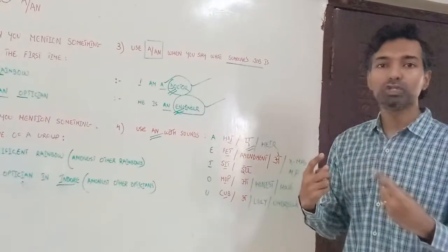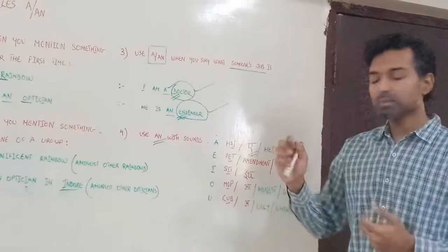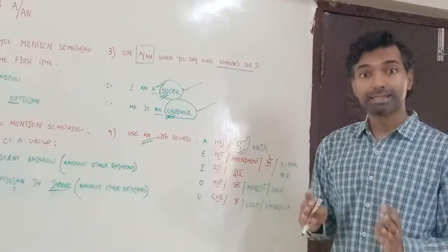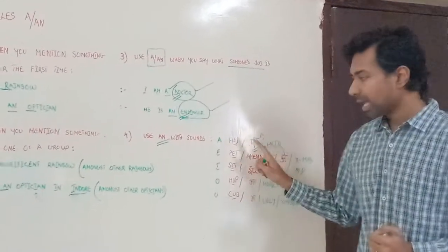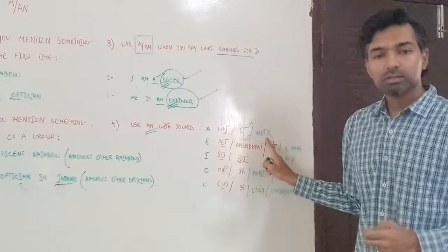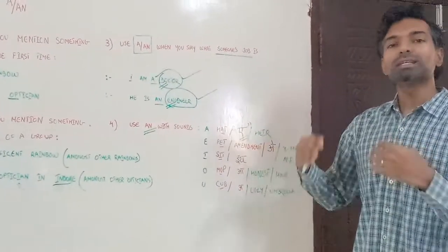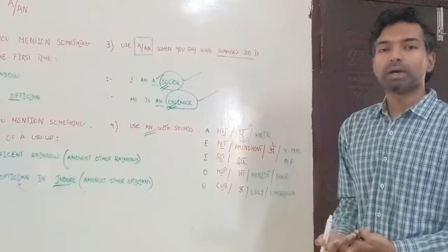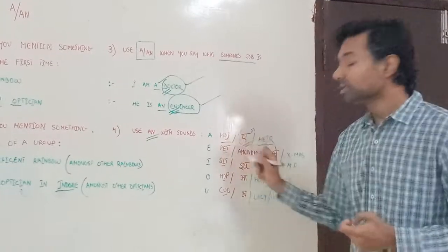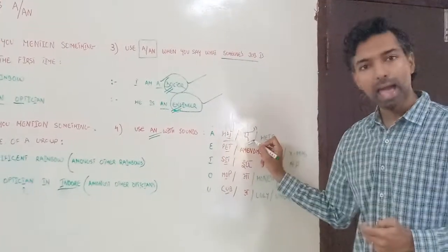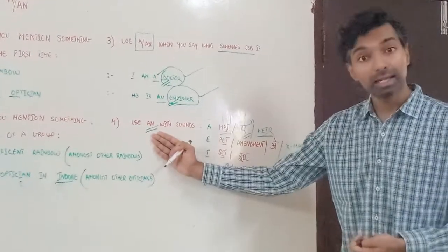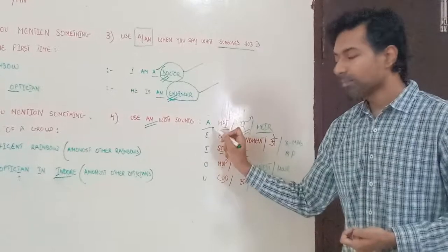The mouth which you open and the sound which comes, that is how we need to work out whether a spelling sounds like a, like hat, air. So that's why when I talk of a word which sounds like a, that is where we talk of the usage of an as an article for a.